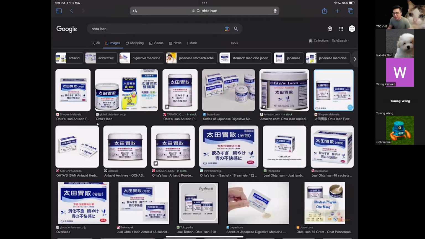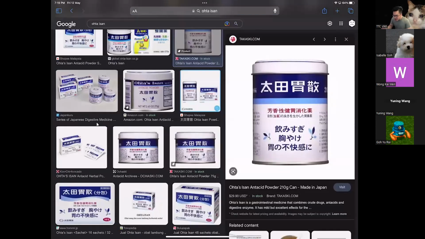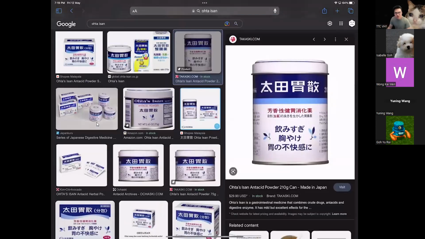You can get this from Shopee. Last time I had to import this from Japan. It's an antacid, but a very effective antacid. You can try this. Ask your parents to get it for you. Screenshot this. It's called Ota Isan. It's a very famous Japanese antacid. You go to Japan, this is all they eat if they have gastric problems. And they say, yeah, this works very well.